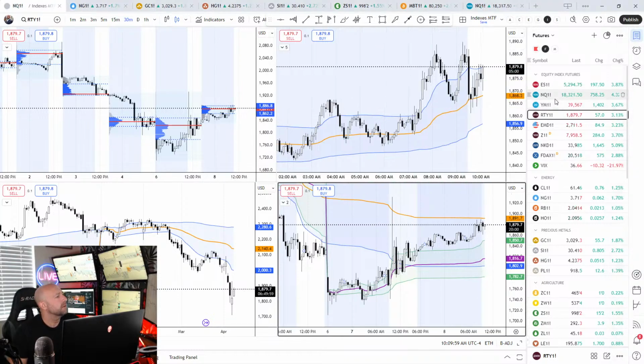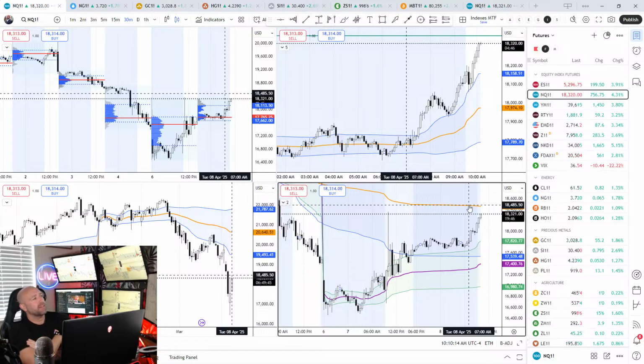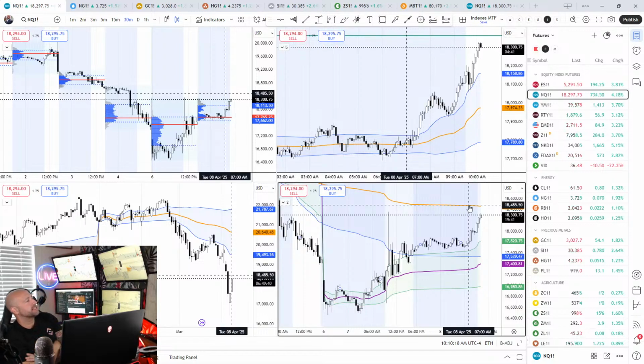Let's look at NQ. NQ very strong. See if we get a reaction at yesterday's IB high. That was yesterday's high after that massive squeeze. Let's see if we get another long opportunity. But there is no setup right here.